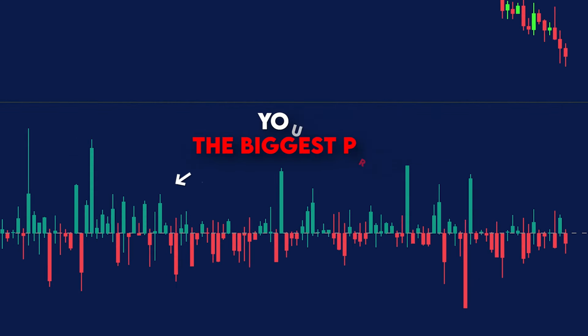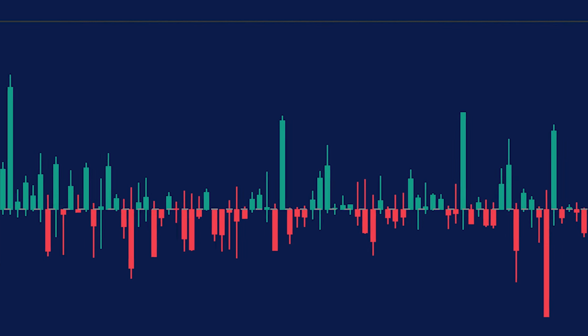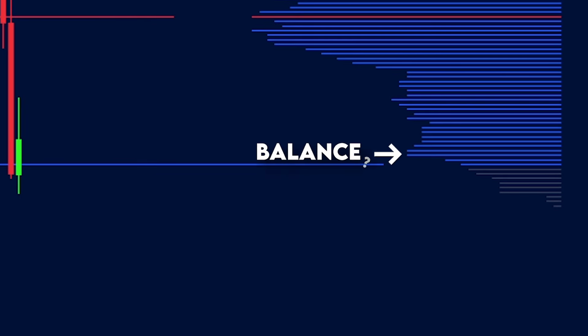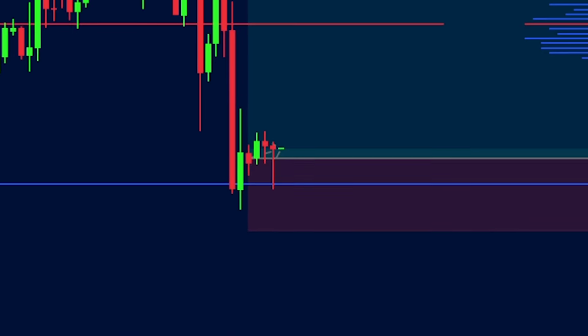You know the biggest problem with volume analysis? Every indicator shows you the same thing, where volume occurred, but none of them ever tell you if that volume created balance or imbalance, acceptance or rejection. Then you fade into high volume nodes expecting support and get run over.